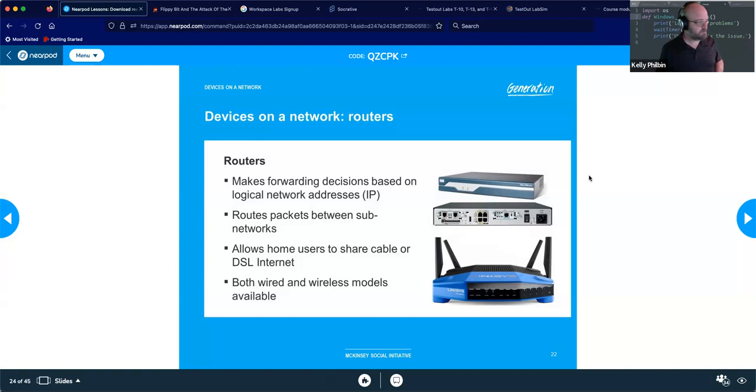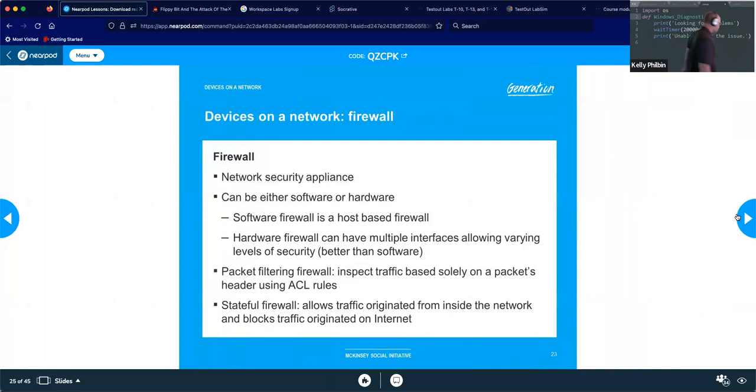All right. So we talked about the router on the edge of our network. How do we protect our networks? Well, one device we can use to protect our network is called a firewall. This is network security. It can be an appliance, a physical device that you would put on the edge of your network, or it can be software on a computer.